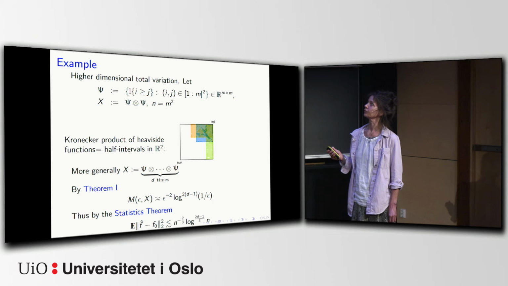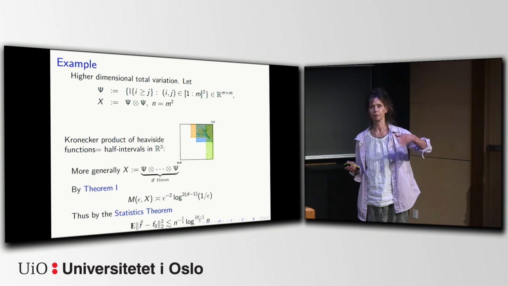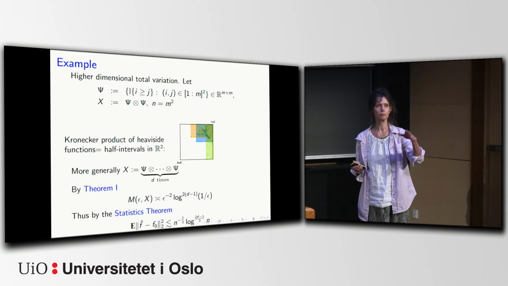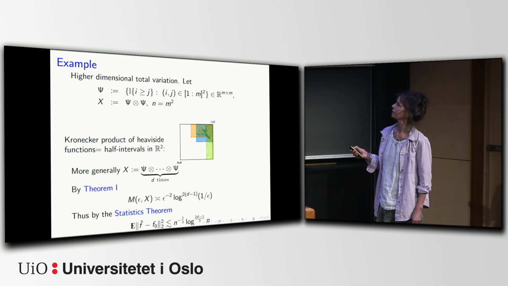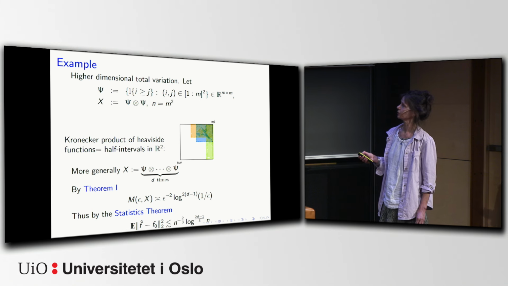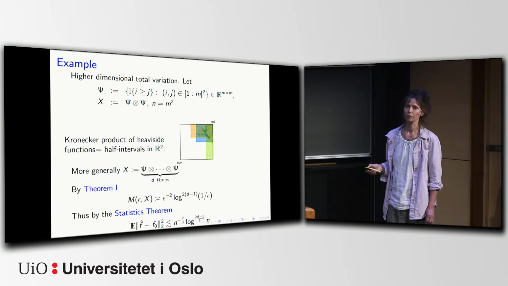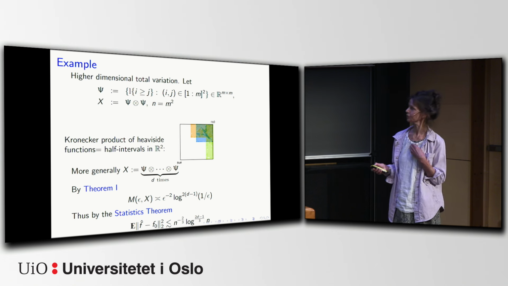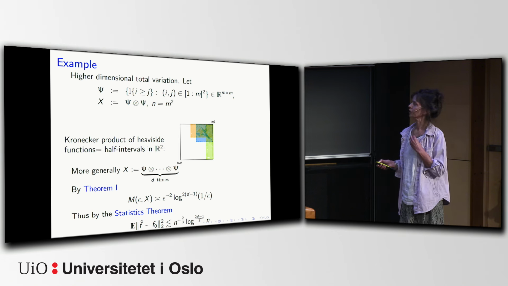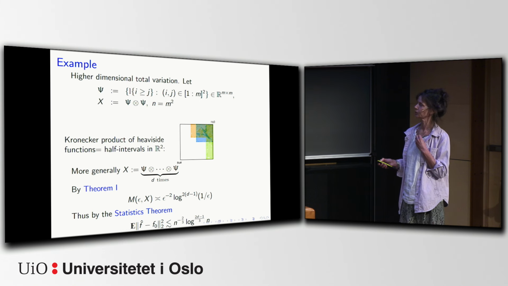So if you do products of Heaviside functions, so if you take the product of the indicator of a half interval in one dimension, if you take product of those in 2 dimensions, you get half intervals in 2 dimensions. So that's a special case. And in general, with Heaviside functions, and you take products, you get half intervals in d dimensions. And we saw before that for Heaviside functions, the exponent is 2, w is 2. And in higher dimensions, it's still 2. And then you get a log term depending on the dimension.